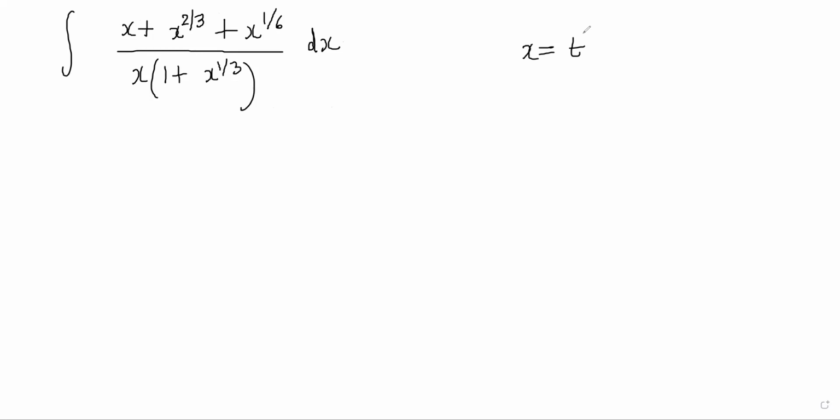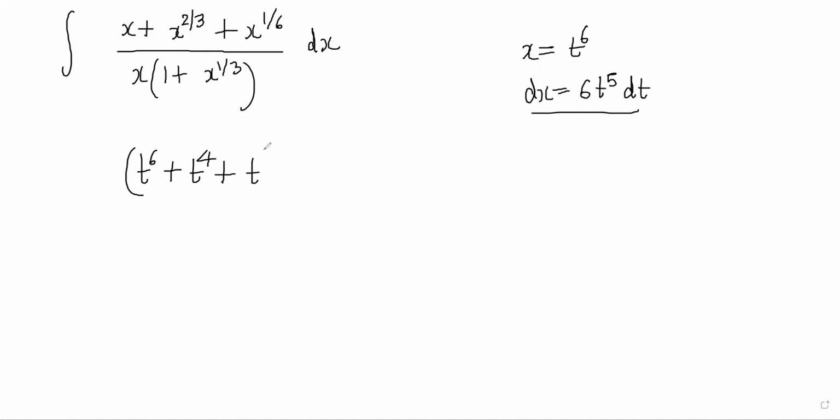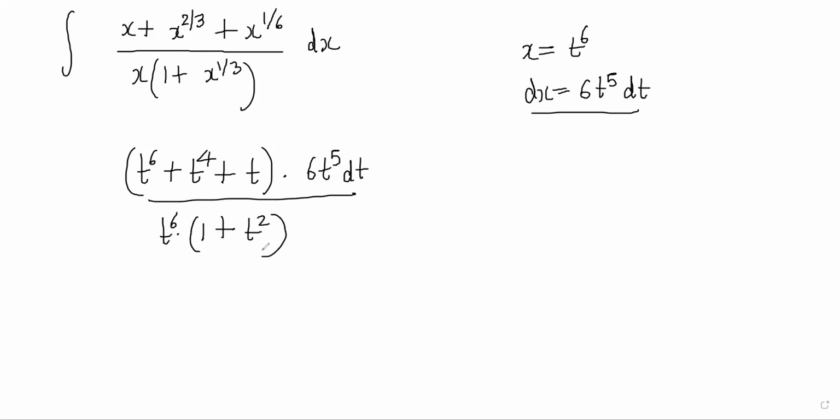I had tried that. I tried taking x as t^6, but in the end it did not work out. Maybe let's see once, if you try this, what happens? It becomes t^6 plus t^4 plus t, multiplied by 6 t^5 dt, divided by t^6 (1 plus t^2).